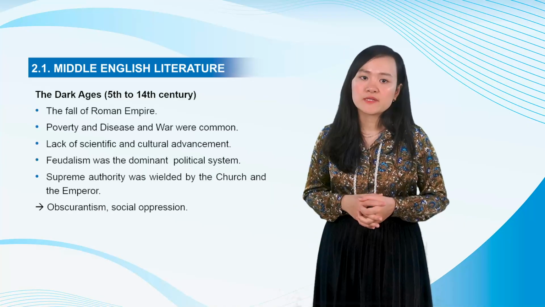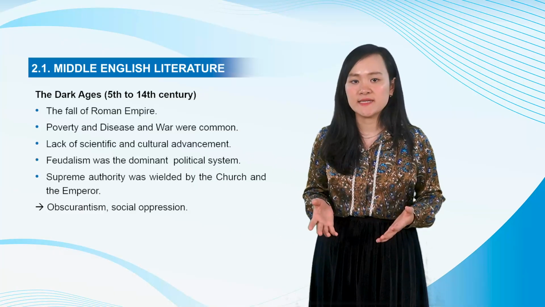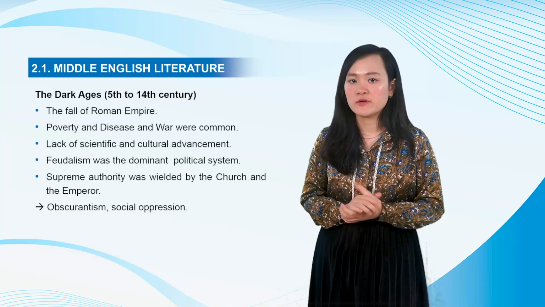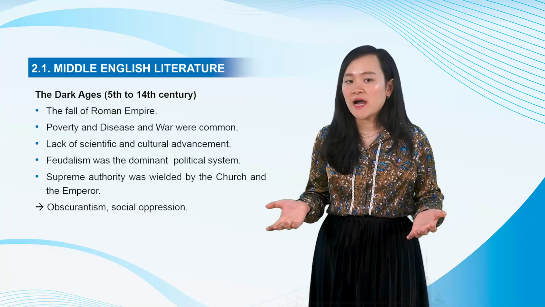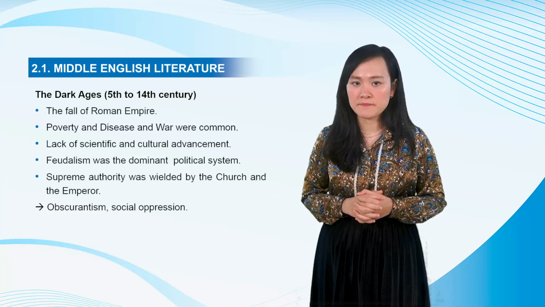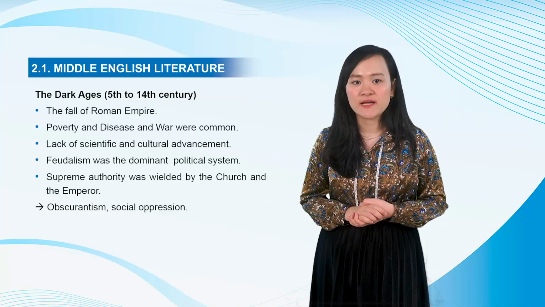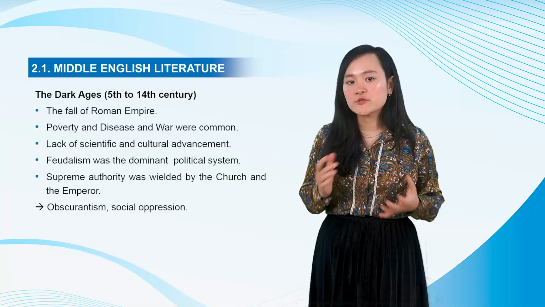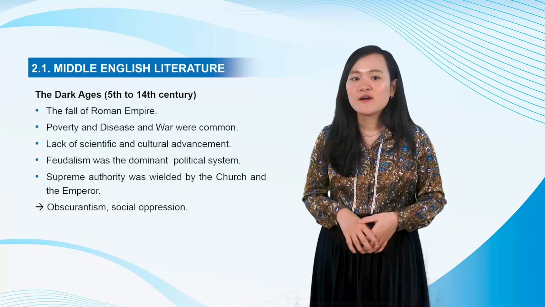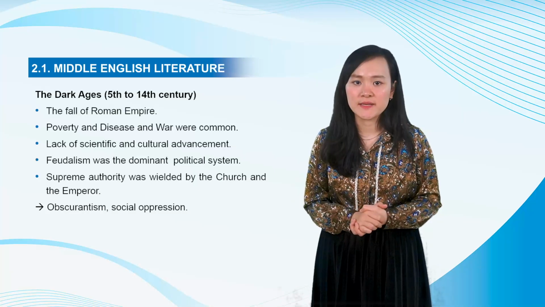This period of time witnessed the fall of the Roman Empire. There was poverty and disease and war everywhere. There was a lack of scientific and cultural advancement. And as I mentioned before, feudalism was the dominant political system. And one more thing: as the church was the center of society, the supreme authority was wielded by the church and the emperor. Obscurantism and social oppression were very common at this time.